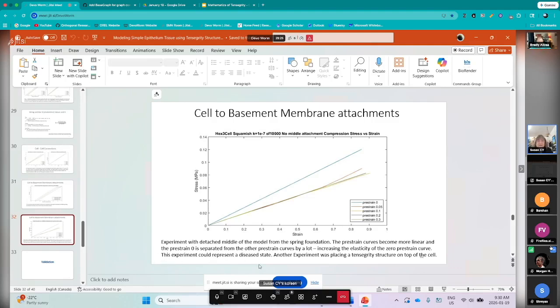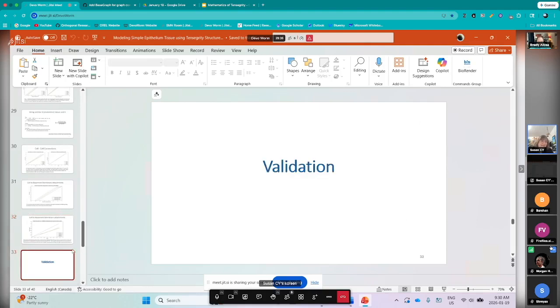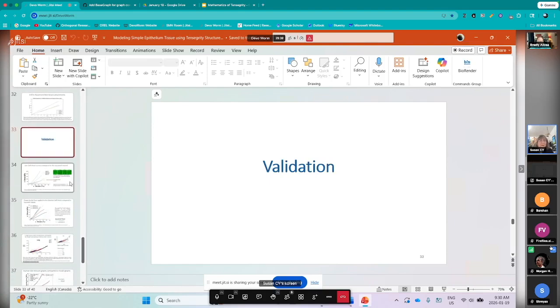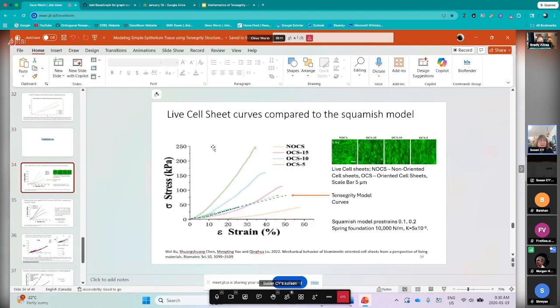This could represent a diseased state. Like this curve here could represent a diseased state. Anyway, this is what I wanted to show you. I actually found some data for single cell sheets, which is more or less what I was modeling. And I did manage to match my tensegrity model curves to the curves for this.